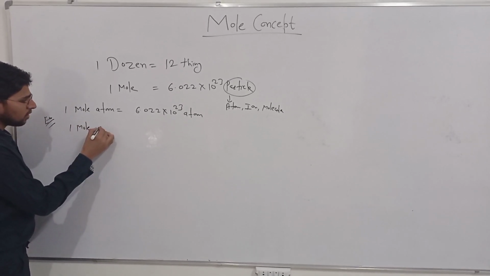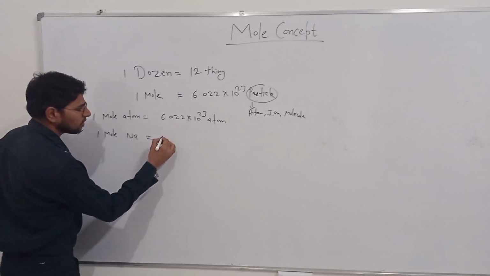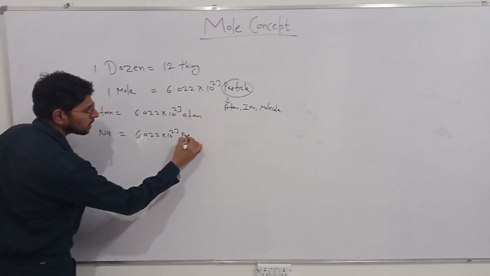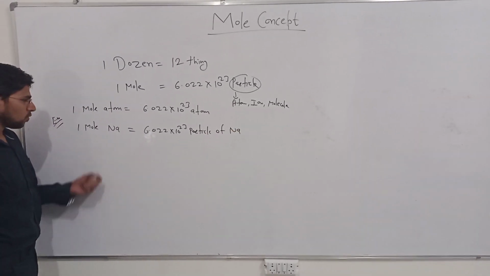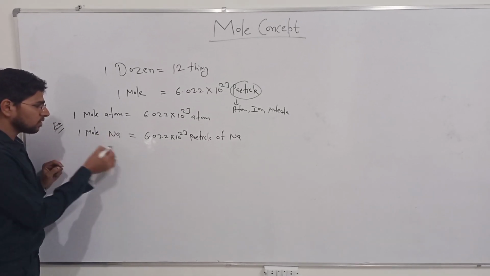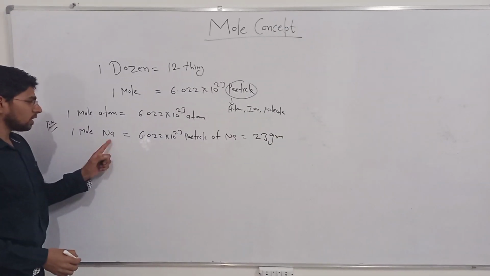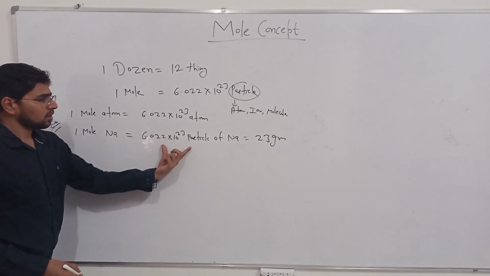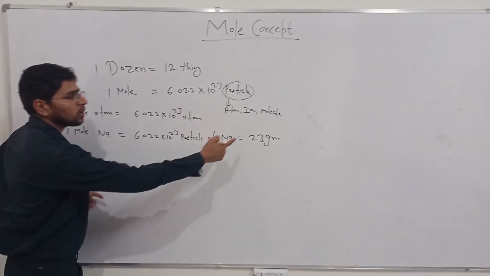One mole sodium. What do you mean by one mole sodium? It means 6.022 × 10^23 particles of sodium. Clear to all? Now, what is the other meaning of one mole sodium? It means 23 gram, the atomic mass of sodium. So one mole sodium means 6.022 × 10^23 particles of sodium, and that is also equal to 23 gram.